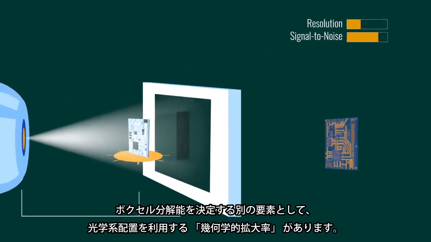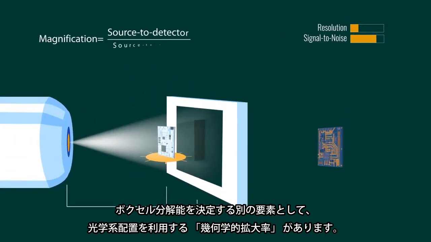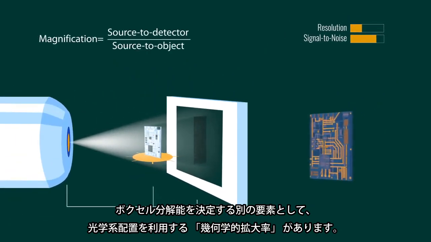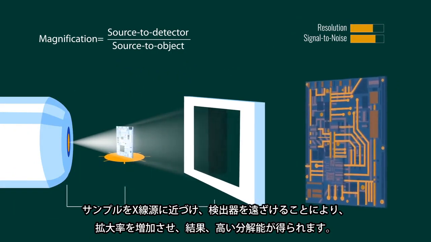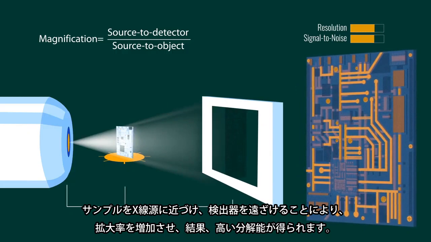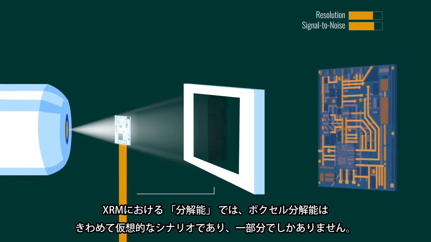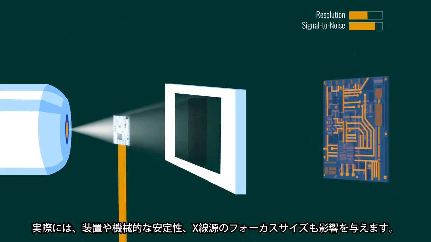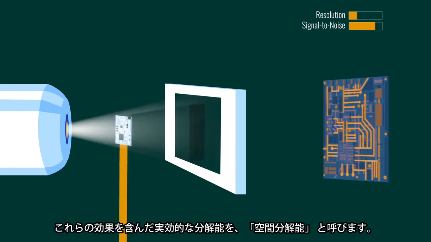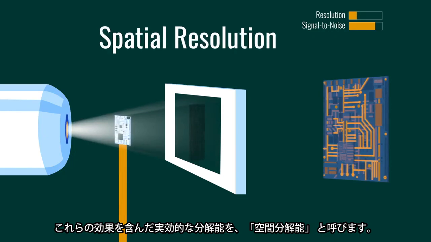The other element of voxel resolution is geometric magnification. Increased magnification resulting in higher resolution is obtained by moving the sample closer to the source and the detector further back. Voxel resolution is only part of the picture in XRM resolution, as it represents an ideal scenario. Real-world effects including instrument and mechanical stability and source focal point size must also be taken into account. The resolution with these effects is referred to as spatial resolution.